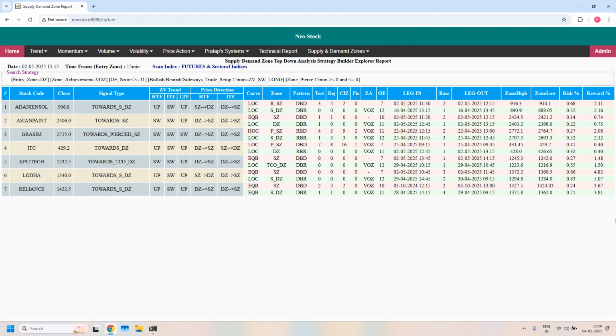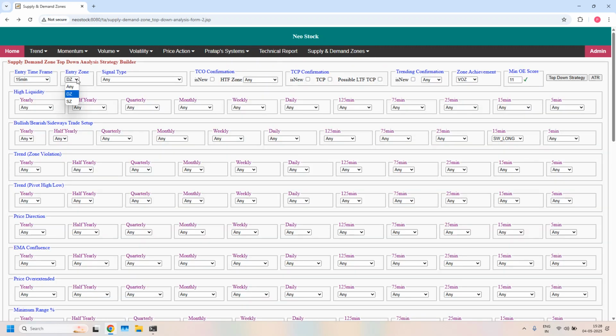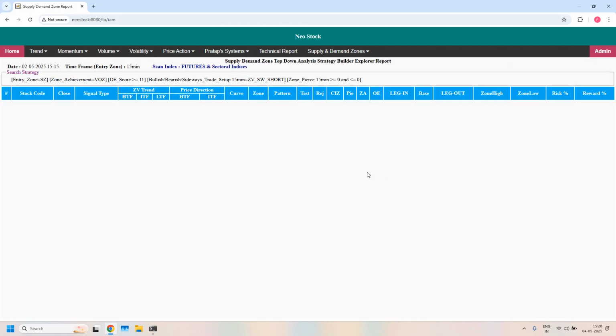Okay, next we will look into sideways short trade setup. So entry zone is supply zone, and also in bullish or bearish trade setup, 15 minutes I am selecting sideways short. Remaining filters are same, but this time they are applied to 15 minute supply zone. Let's filter. We don't have any stocks for short trade.